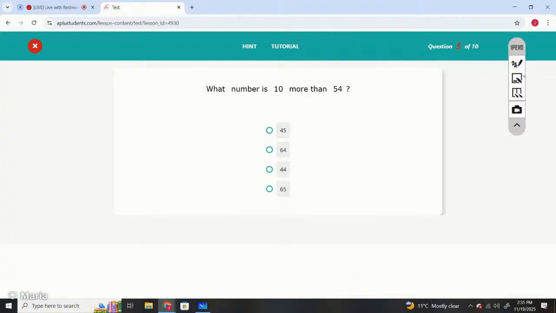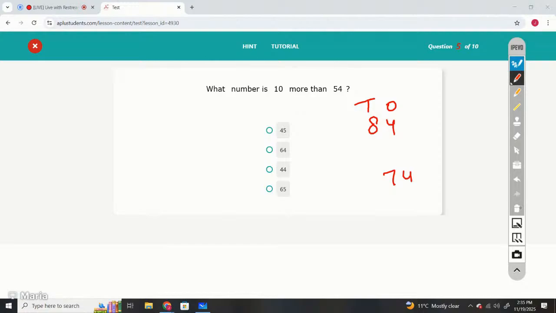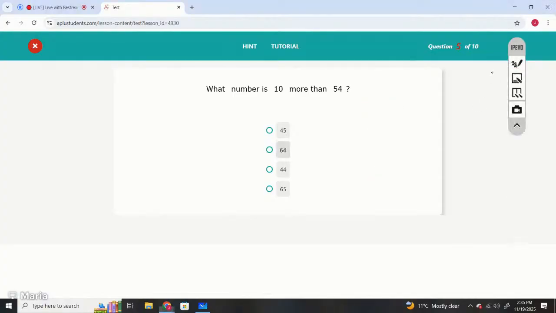What number is 10 more than 54? So we need to find 10 more than 54, right? So the digit at the tens position is 5. 10 more means we need to add 1 to the tens digit. So 1 more to the tens is 6. So that is 64. The correct option is option number 2, that is 64.